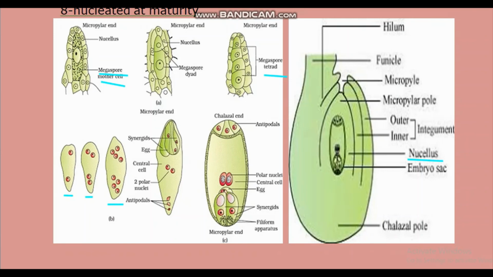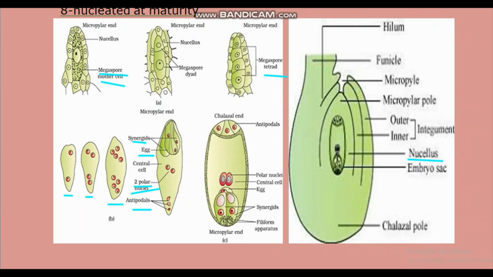Now the arrangement: 3 nuclei at one end, the micropylar end, and 3 nuclei at the other end, the chalazal end. These three are known as antipodal cells. Out of the other three, two are known as synergid cells, and one is the egg. And at the center you can see two polar nuclei. The complete structure is called the embryo sac.